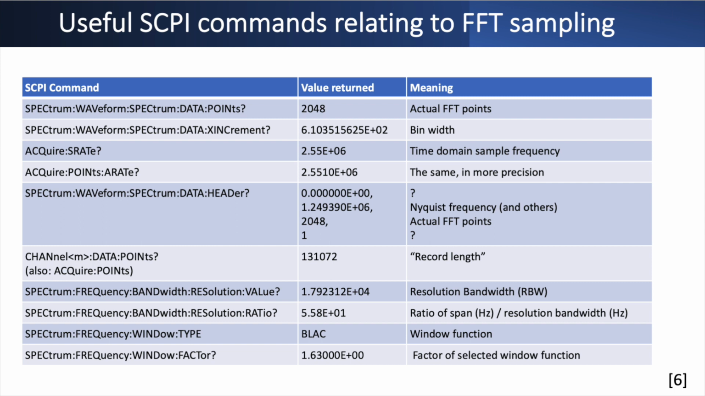There's a parameter called the data points, and that's the record length. But as we will see in a moment, that's a number which was also shown on the screen previously in the video, but is better ignored altogether. There's the value where the resolution bandwidth is set, which can be set both as an absolute value or as a ratio of the span. There's also a function to read out or change the window function being used, and a function that tells you the factor associated with the window in use.